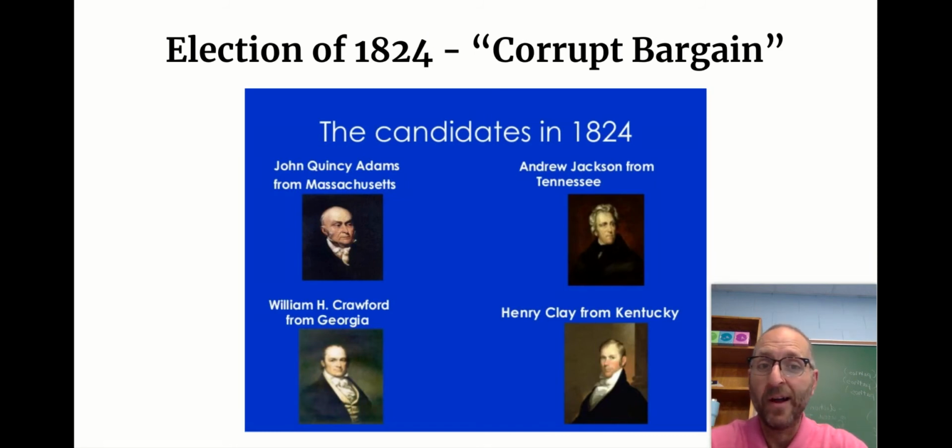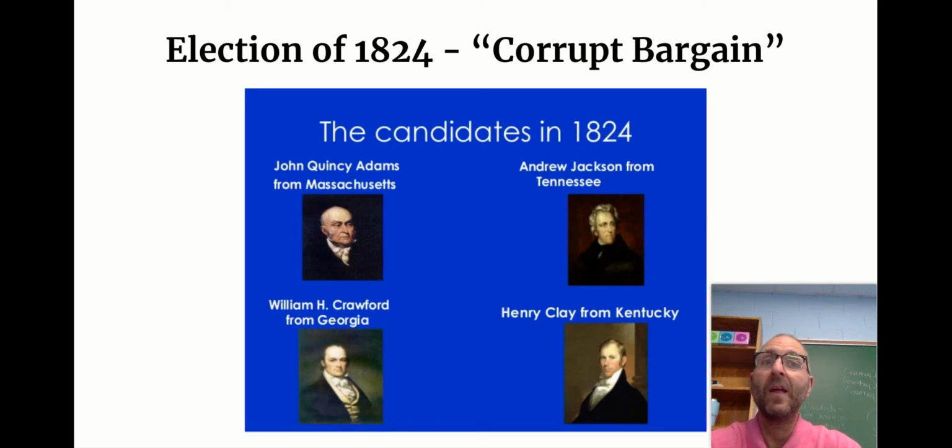Jackson had 99 Electoral College votes. John Quincy Adams had 84. William Crawford had 41, and Henry Clay had 37. Now, the Constitution stipulates that the candidate must win a majority of the votes. Since I believe if you add those numbers up, it's 262, don't make fun of me if I'm wrong, you need to get a majority, and Jackson didn't have that.